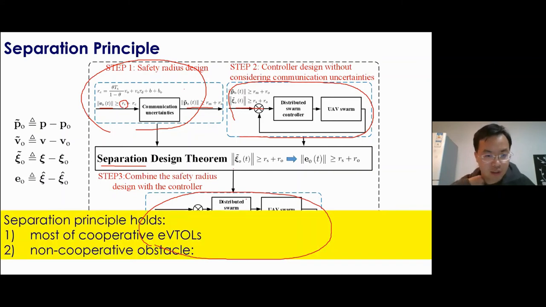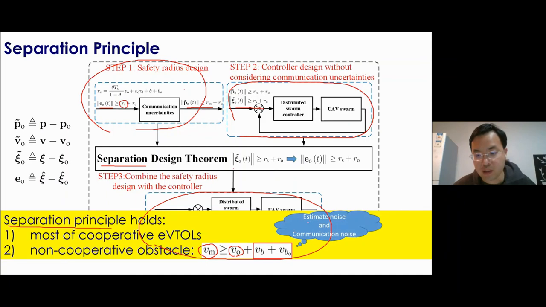You may ask, what is the separation theory? It is difficult to show here. I will give some results. For cooperative eVTOLs or UAVs, the separation principle holds. For non-cooperative obstacles, if this is the maximal speed of your way and this is the maximal speed of the obstacle, and the two values, designed by the estimation noise and the communication noise, satisfy this inequality, the separation principle holds.